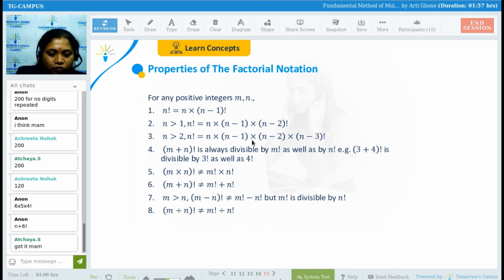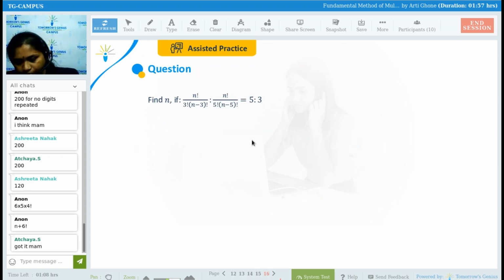(m plus n) factorial is always divisible by m factorial as well as n factorial. Example, (3 plus 4) factorial is divisible by 3 factorial and 4 factorial, but it is never following the commutative law. Clear? This is important. Like how we do in addition, it is not followed in a factorial pattern. If m is greater than n, then (m minus n) factorial is not equal to (n minus m) factorial. This is also important. So it is basically not following commutativeness. In plain addition, 2 plus 3 is equal to 3 plus 2, but in factorials it is not following that. That is the only concern.